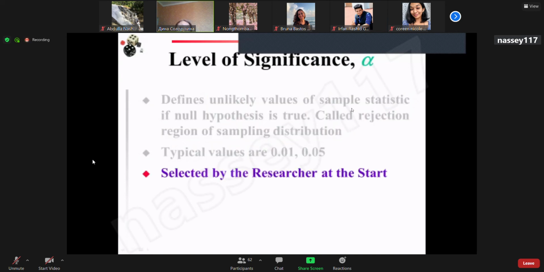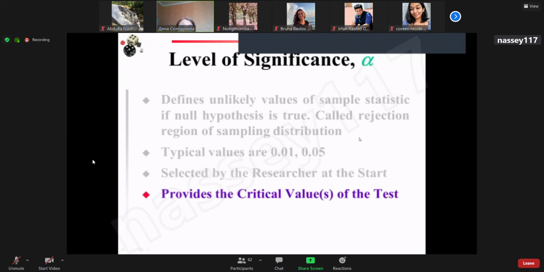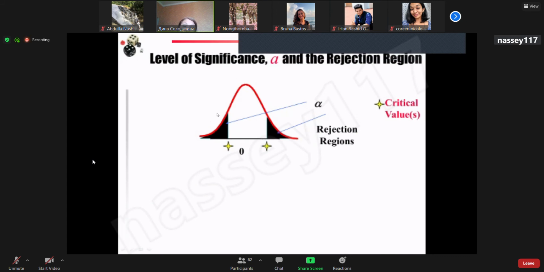Usually the level of significance is selected in the beginning by the researcher, and it provides critical values of the test. So they will be different for 0.01 and different for 0.05. If you draw these levels of significance on a graph, you will see that alpha will be on the right and left tails, which we call rejection areas. And by the yellow stars, we show critical values.